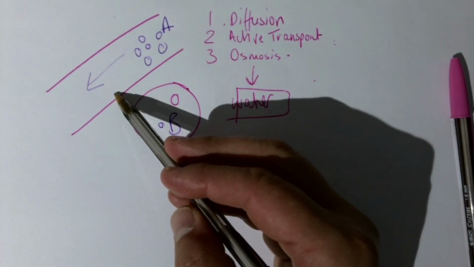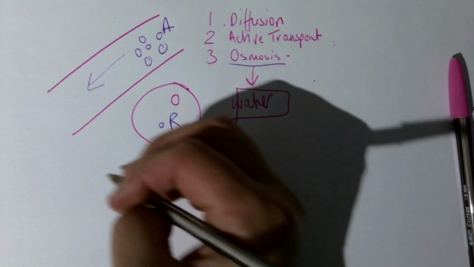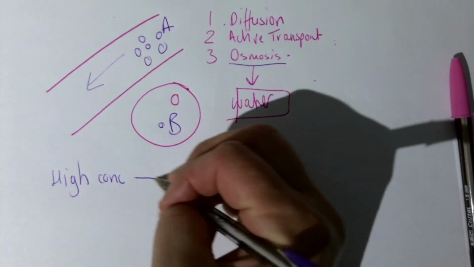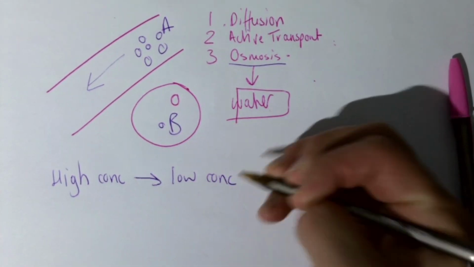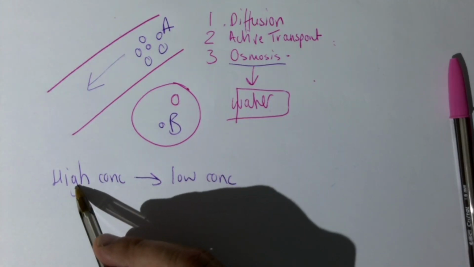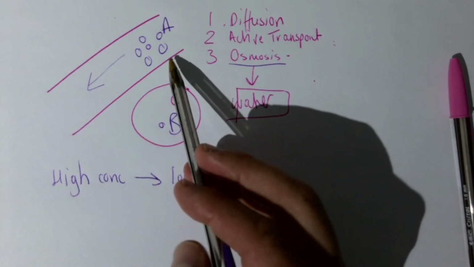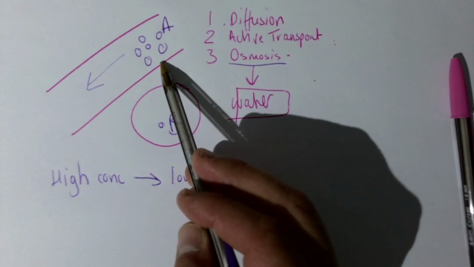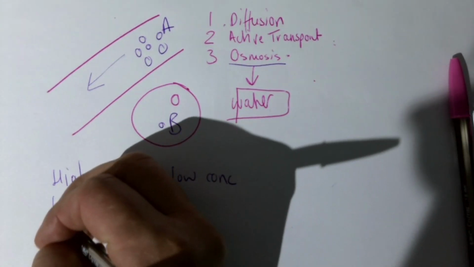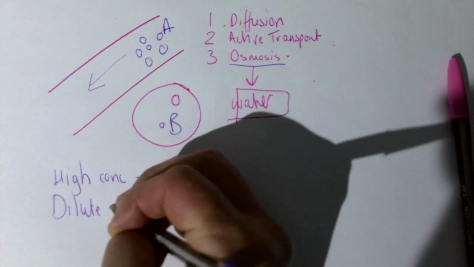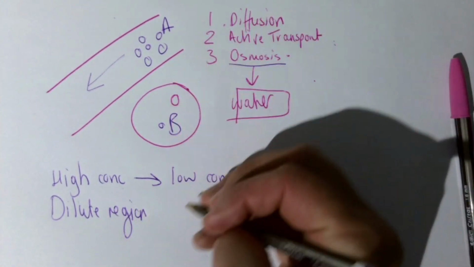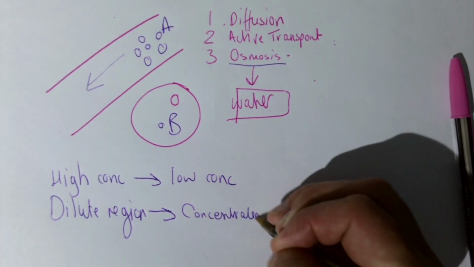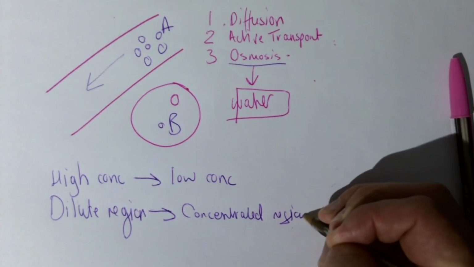Now, as the water moves across, the definition that you're probably aware of is it moves from a high concentration to a low concentration. So what does that exactly mean? Well, high concentration means lots and lots of water. But the more technical way of describing this is a dilute region. And it moves to a concentrated region. Again, what does this mean?